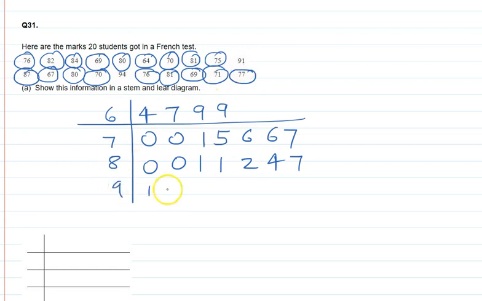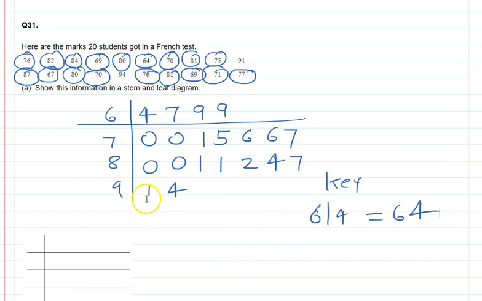So 91 and 94. This is a stem and leaf diagram, and you can show your key, like 6 and 4, this first one is equal to 64. Show this information on a stem and leaf diagram. So you must show your key.